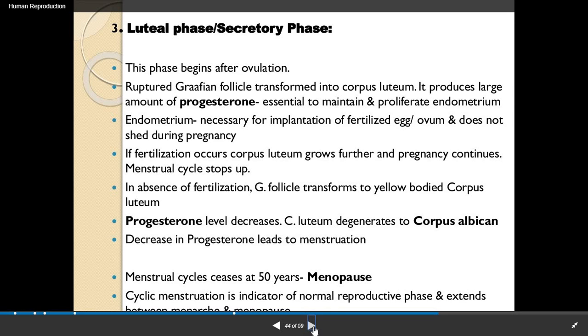Whenever cyclic menstruation is there in a female, it is indicative of the normal reproductive phase, and it extends between the menarche and the menopause. So students, this was all about the menstrual cycle. I hope you are clear about all these phases.